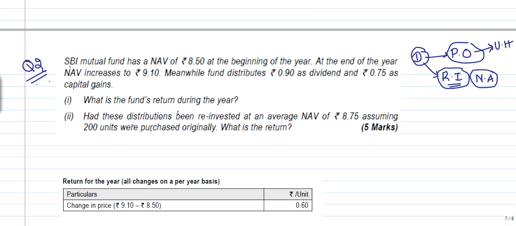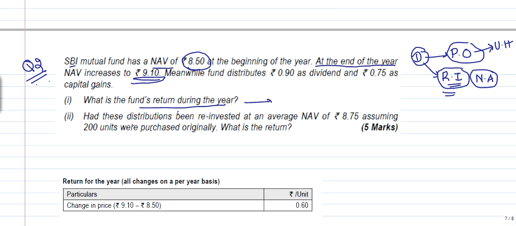Here is the one question. SBI mutual fund has a NAV, net asset value, of 8.50 at the beginning of the year. At the end of the year, NAV increases to 9.10. So if there is a reinvestment, this will be there. If we reinvest this period, meanwhile the fund distributes 0.90 as a dividend and 0.70 as capital gains. What is the fund's return during the year?